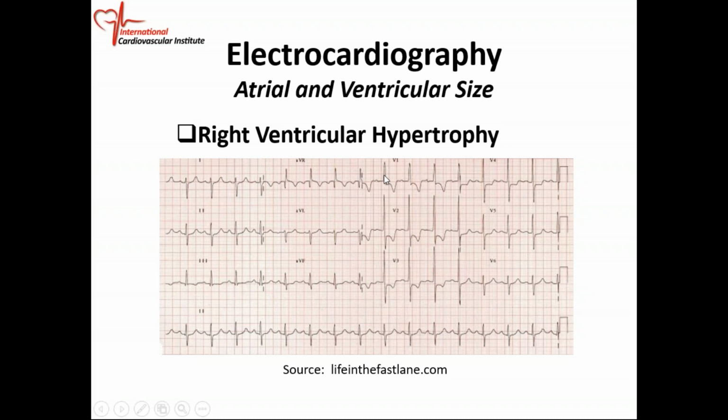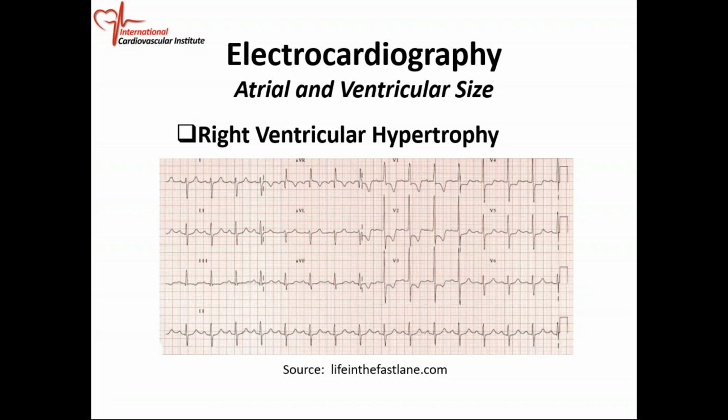This is actually RVH with strain, right ventricular hypertrophy with strain. Same thing that you'll get in LVH. You get a little bit of ST segment depression and T wave inversion. So this is RVH with strain, and that makes it more specific for right ventricular hypertrophy.